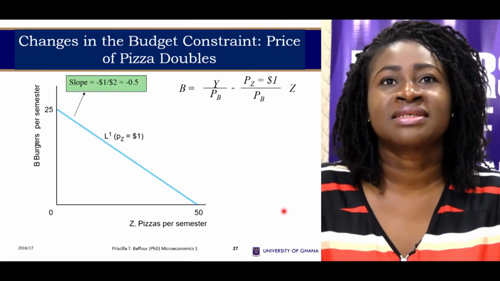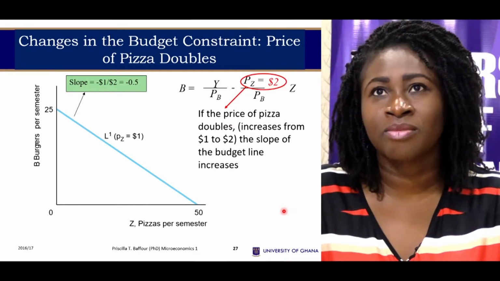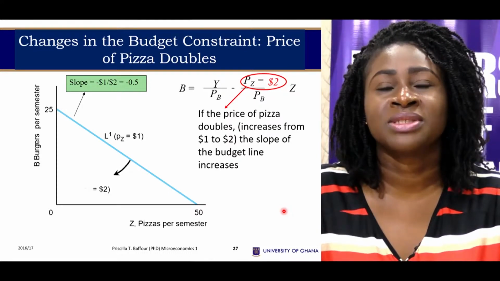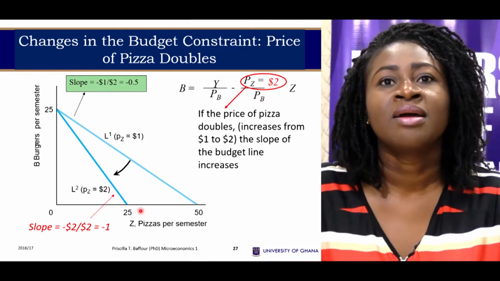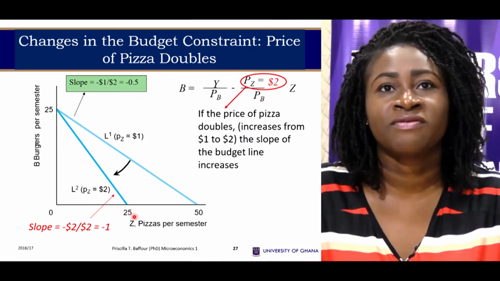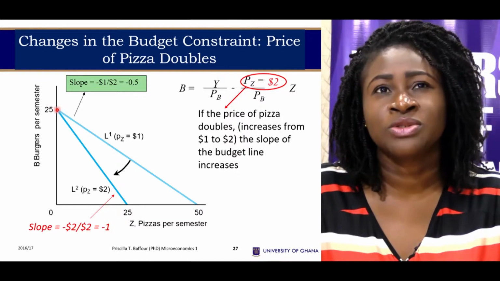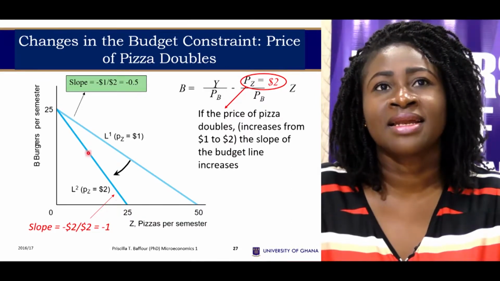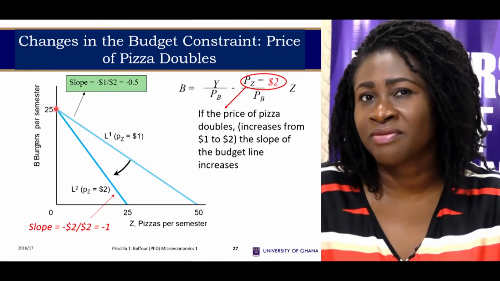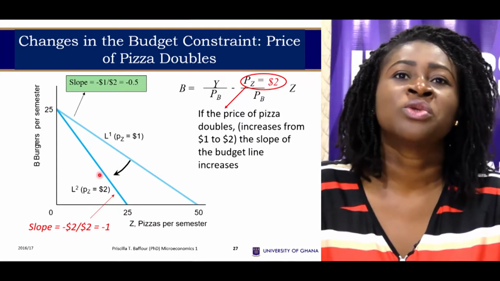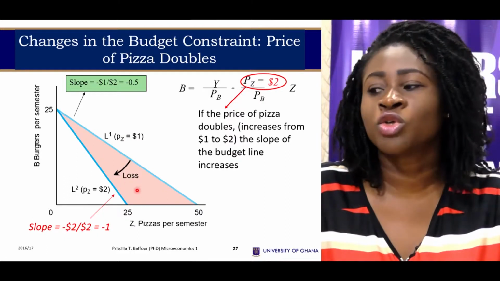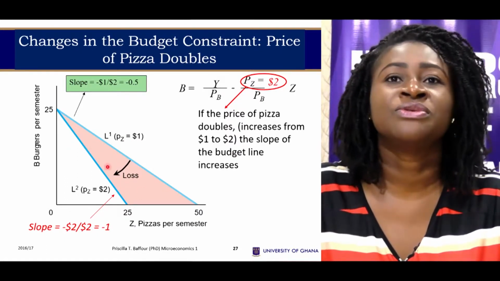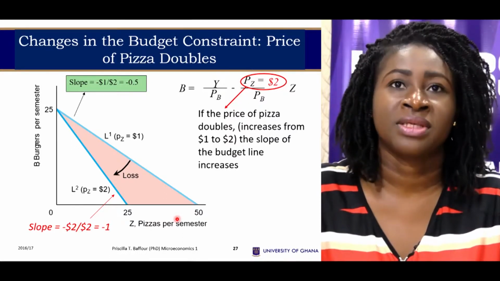Right. So let's look at a scenario where there's a change in the price of one of the commodities. And here we see that the price of pizza doubles. It was initially $1, so she could buy 50 with her $50. Now, pizza is $2. She can only buy 25. The price of burger is not changing, so you see a rotation of the budget line along the intercept of the burger commodity. So here you can see that Lisa loses this whole area due to the increase in the price of pizza, right?